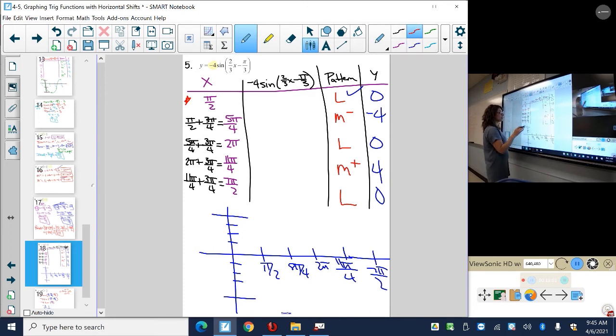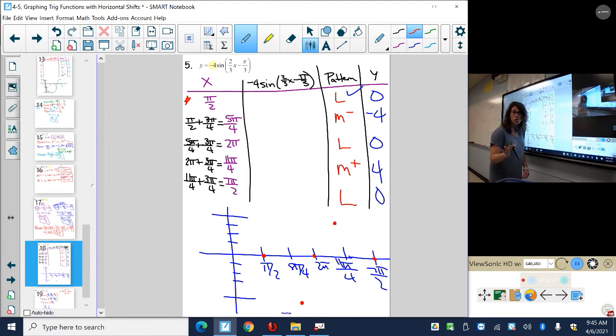So I need to go ahead and say, okay, well at pi over 2, I'm at 0. At 5 pi over 4, I'm at negative 4. At 2 pi, I'm back to 0. At 11 pi over 4, I'm up to 4. And then at 7 pi over 4, I'm back to 0.